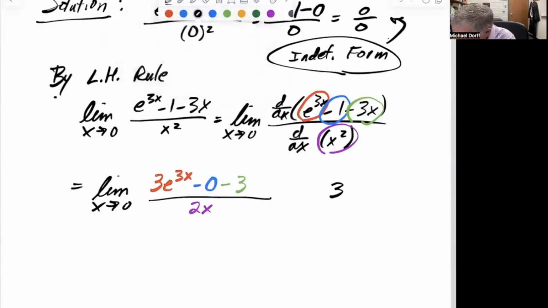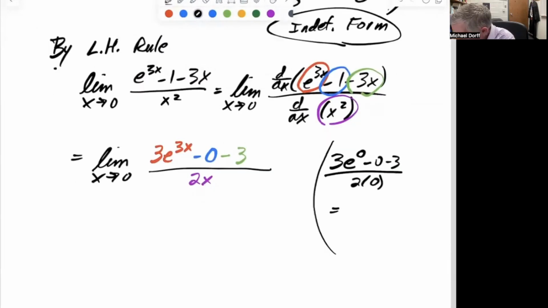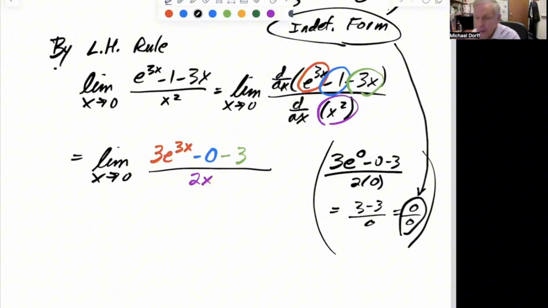I'm going to get 3 times e to the 0 minus 0 minus 3 over 2 times 0. And that's all going to equal here 3 minus 3 over 0, which is 0 over 0. And so I still have an indeterminate form again. Does that mean that we've failed? No, because L'Hopital's rule doesn't say I can only do this once.